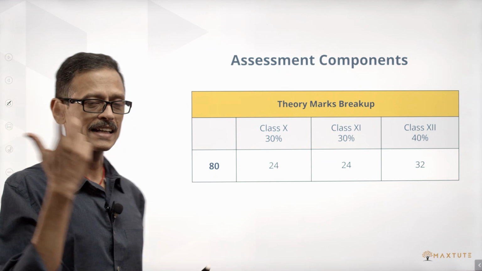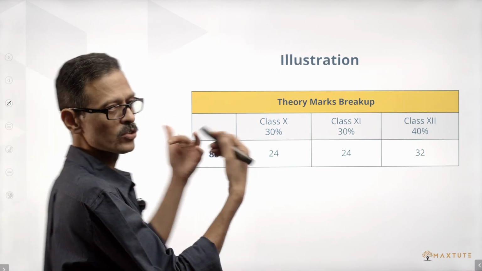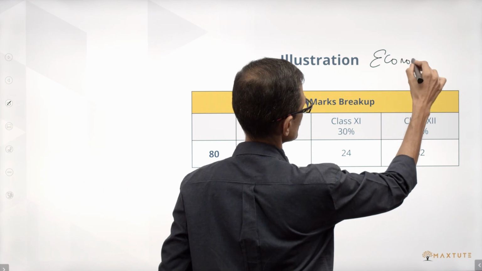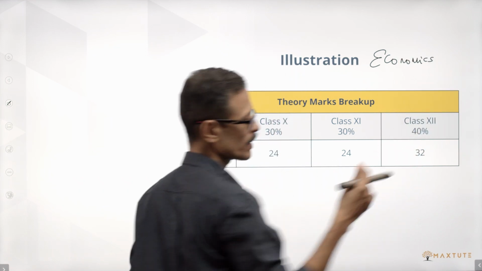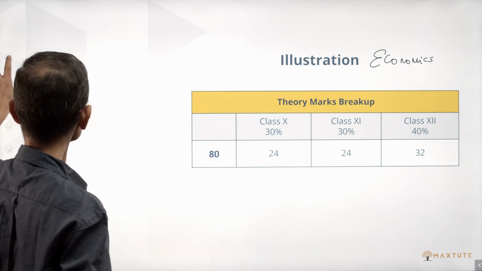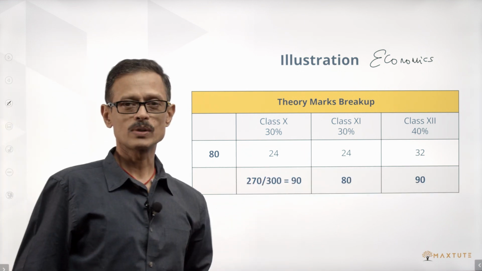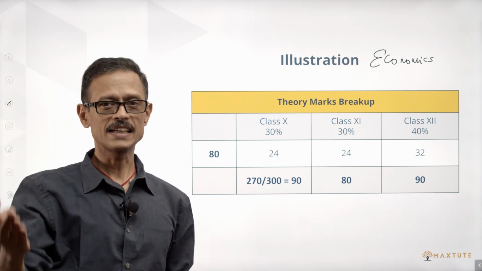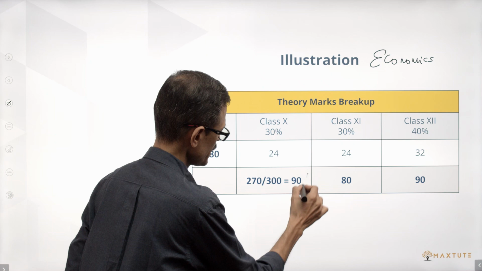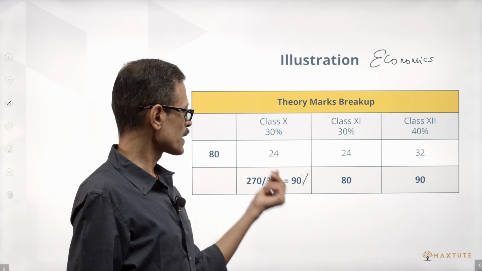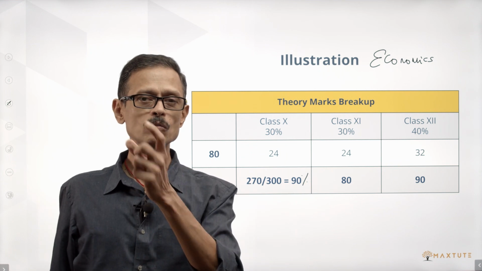I am going to take an example. Let's say this is what student X scored in one of the papers. Let's say the subject is economics. Let's find out what the student will get out of 80. The best 3 marks in 10th standard for the student add up to, let's say, 270 out of 300, which translates to 90%. And this is the component which can get a maximum of 24 marks.